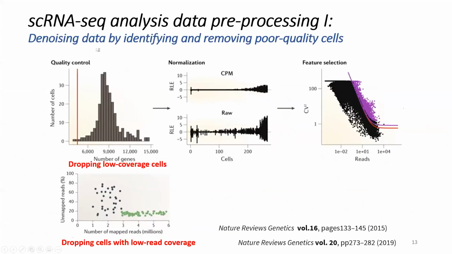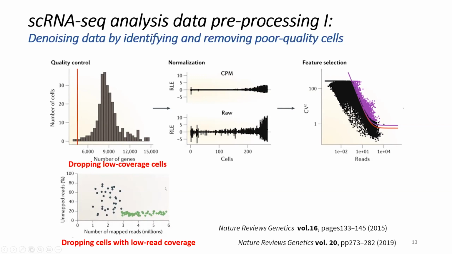In single cell RNA-seq analysis, pre-processing is mostly about removing poor quality cells. For example, you can plot a histogram of the count of cells by how many genes are covered. Suppose your cutoff is here, and everything that has fewer than 2,000 genes per cell, for example, you just cut off. Or you can use a cutoff based on the mapped reads. If it's too low, you can just trim the cells.